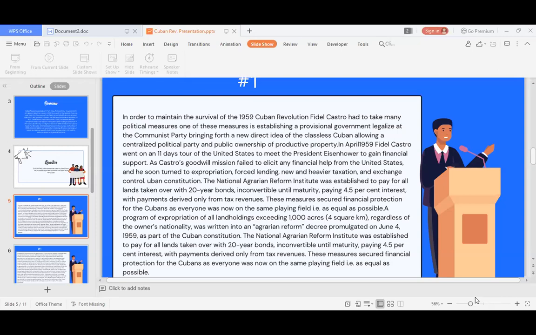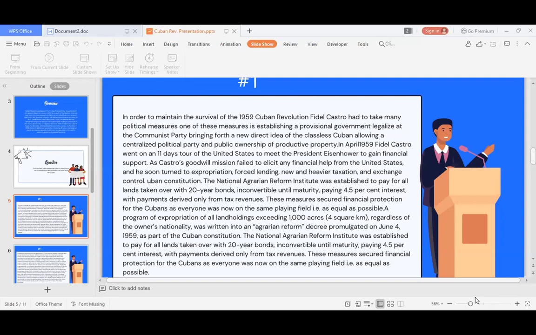Under the Cuban Constitution, the National Agrarian Reform Institute was established to pay for all lands taken over with 20-year bonds, inconvertible until maturity, paying 4.5% interest with payments derived only from tax revenues. These measures secured financial protection for the Cubans as everyone was now on the same playing field, as equal as possible. A program of expropriation of all land holdings exceeding 1,000 acres, 4 square kilometers, regardless of the owner's nationality, was written into an agrarian reform decree promulgated on June 4, 1959, as part of the Cuban Constitution.